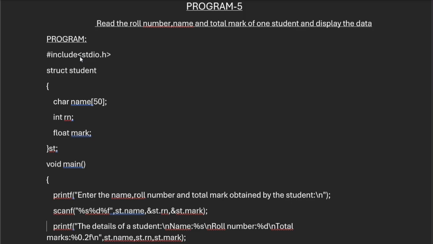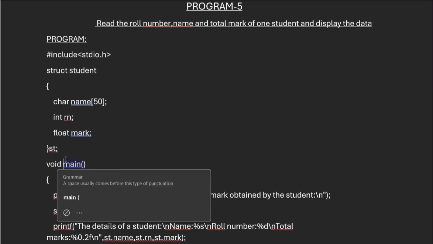Defining the structure. We define a structure named student to hold the details of a student. The structure contains a character array name of size 50 to store the student's name, an integer rn to store the roll number, and a float mark to store the total marks obtained by the student. We also declare a variable st of type struct student to hold the details of one student.